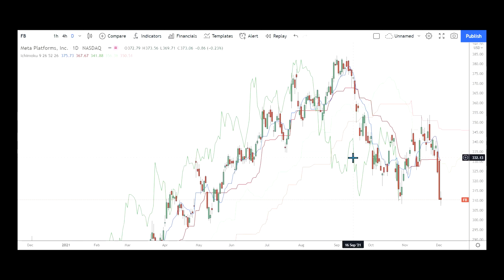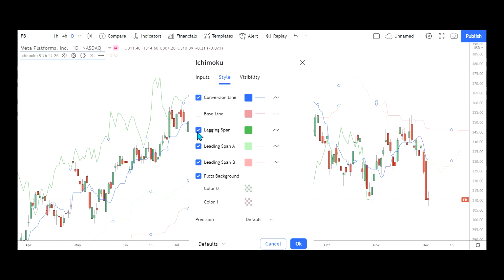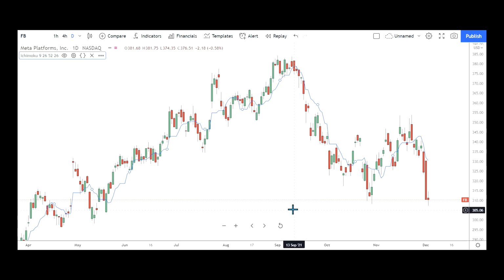Okay, so we added it, and you can see here a whole bunch of lines. Now to simplify it for you guys, I'm going to actually remove most of the lines and do it line by line. All right, so the blue line, as I mentioned, is the conversion line, which is the 9-day moving average line. It's supposed to be indicating the short-term trend. You can see here the price is below the blue line, indicating that the trend is down, or at least the short-term trend is down.